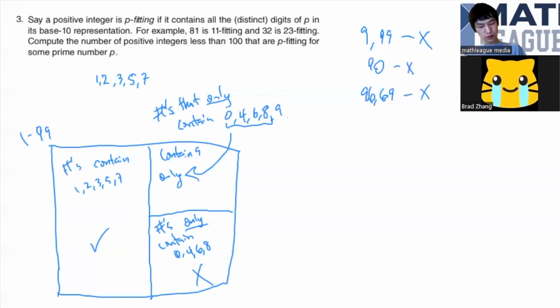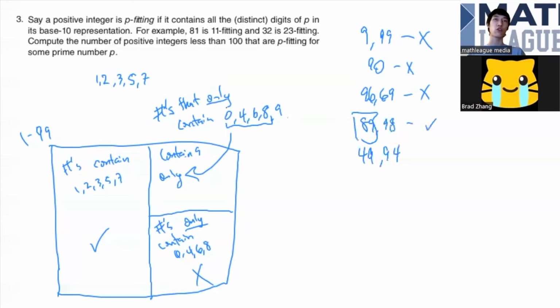What else remains? 89 and 98. Well, 89 is a prime number, so this is obviously p-fitting. And what else is there? The last ones are 49 and 94, I believe. And this is kind of tricky. It's not really clear why this should be p-fitting or not, but there's no obvious argument for why it's not p-fitting.